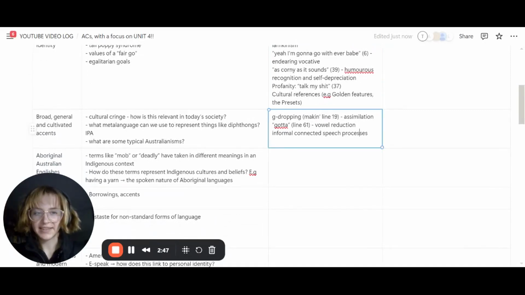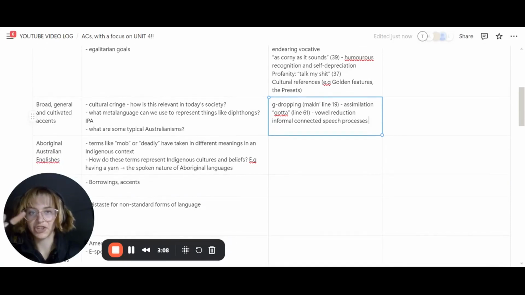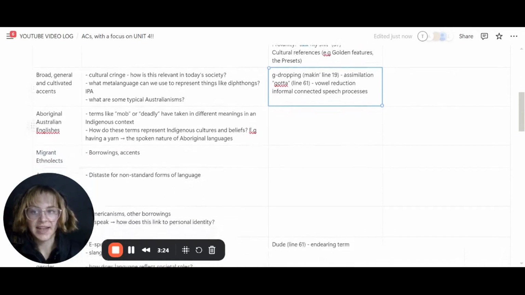So in terms of accent, again, it's hard to say. It's probably a general accent. But you can talk about phonetics and phonology. So here we've got some connected speech processes. G-dropping is most likely assimilation between that word and the next word, so making music or something like that. But "gotta" as well is vowel reduction, and of course, bringing two words together, blending "got to." And "got to" itself is actually an informal version of "have to" or "must". So these are all informal connected speech processes.